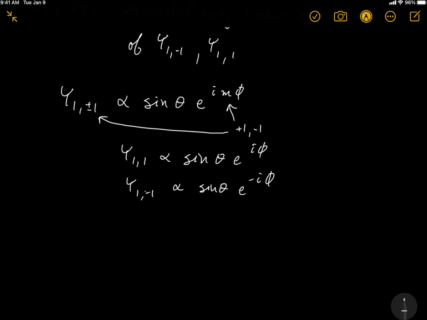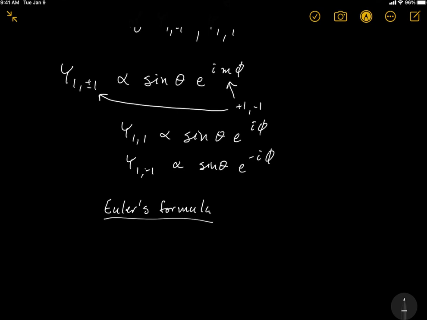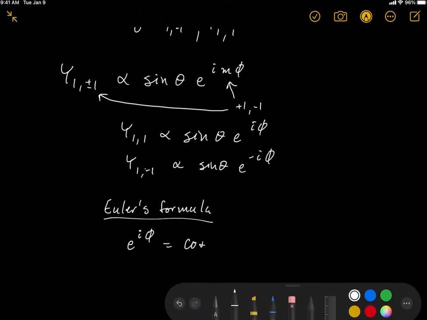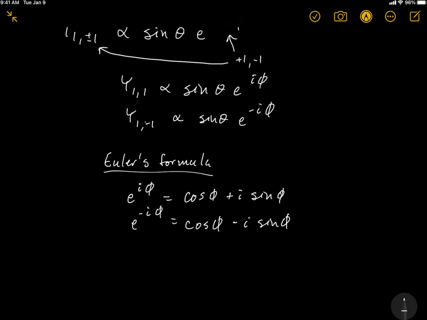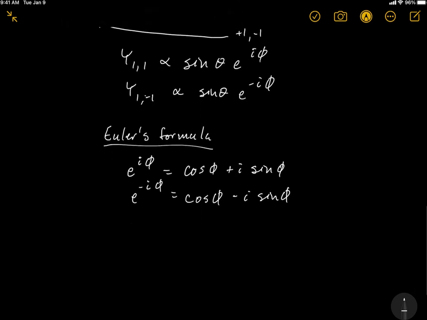And you may recall Euler's formula. If you don't recall it, it's not much of a problem. It's fairly straightforward. Complex exponentials: e to the i phi is cosine phi plus i sine phi, and e to the minus i phi would be cosine phi minus i sine phi. So based on Euler's formula, we can construct a real valued 2px wave function.